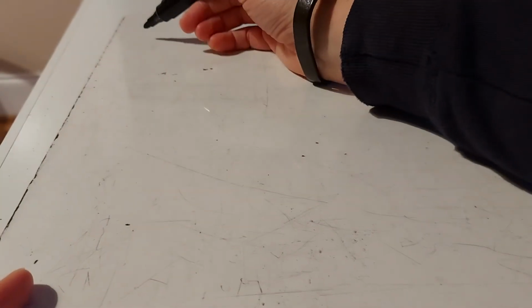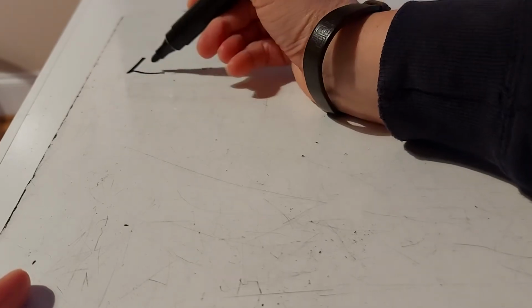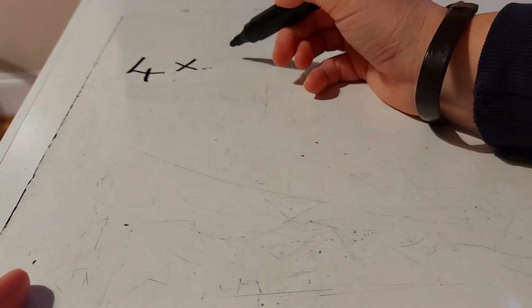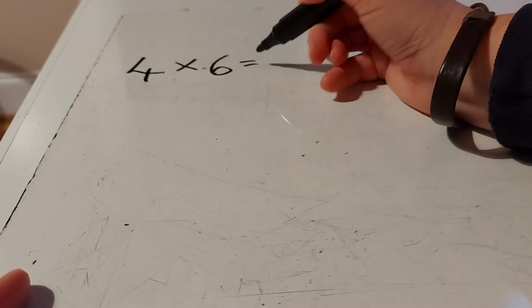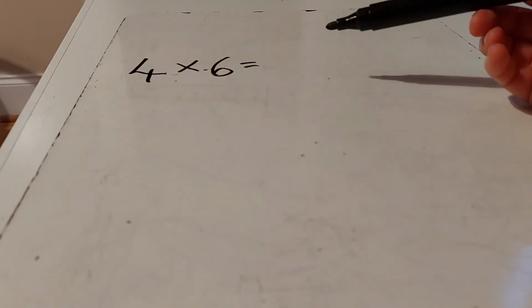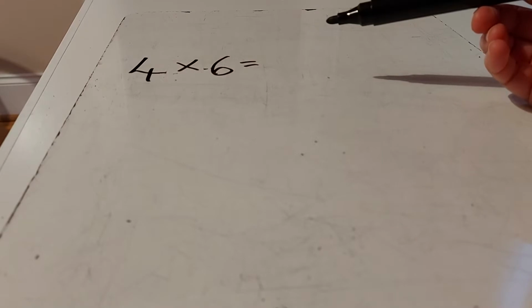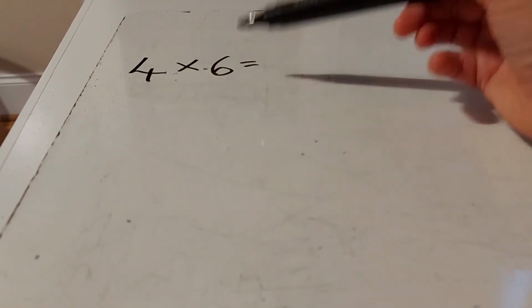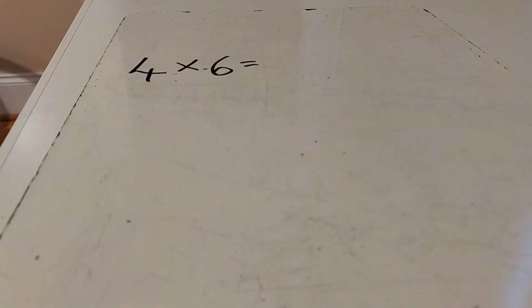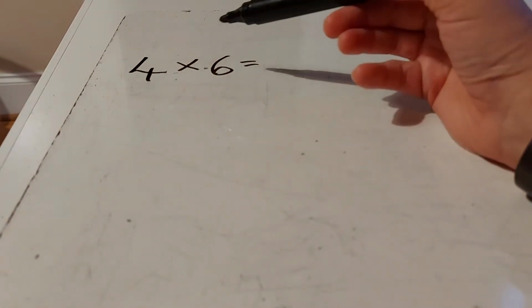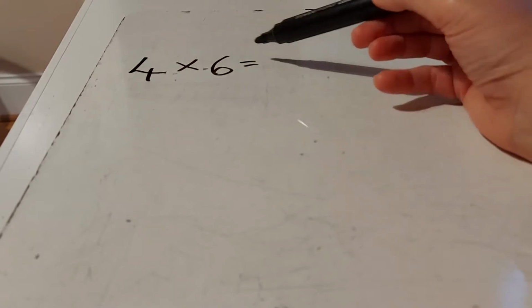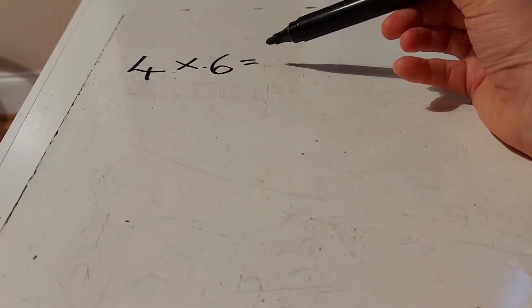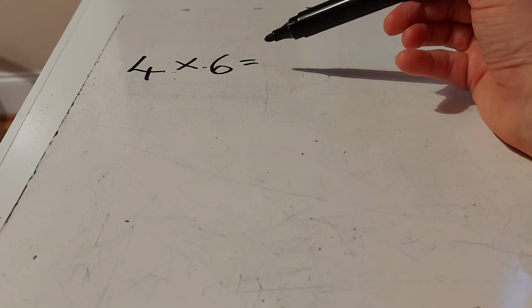So we're going to be looking at how to use arrays today to help us with our times table. Okay, so if I write a calculation down, 4 times 6 equals. So another way of saying this, let's make sure we understand what it actually means, is 4 lots of 6. Or we could say, what is the product of these two numbers? And remember, equals means the total, or how many altogether, okay?